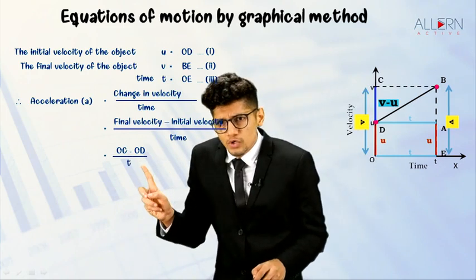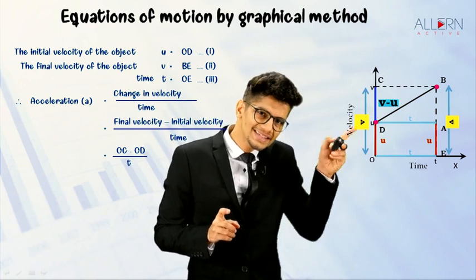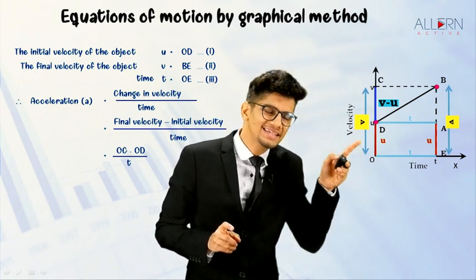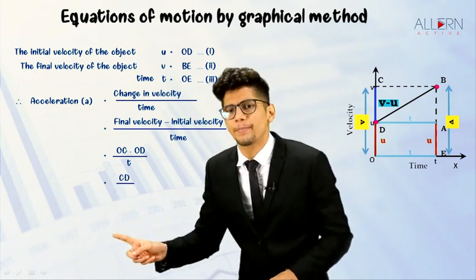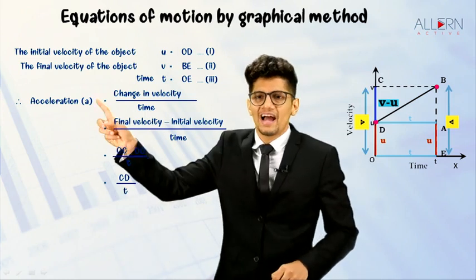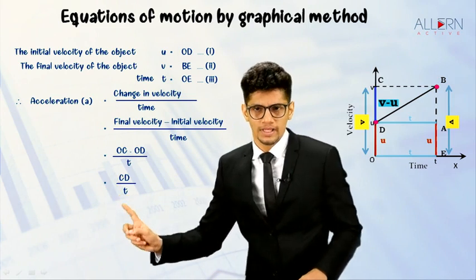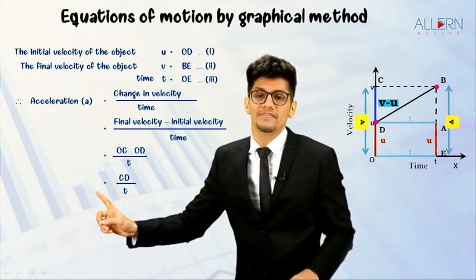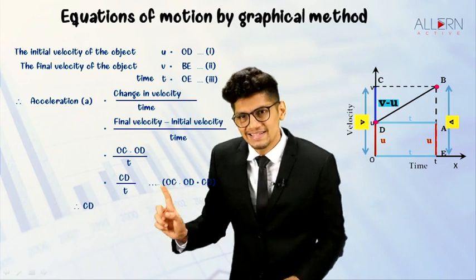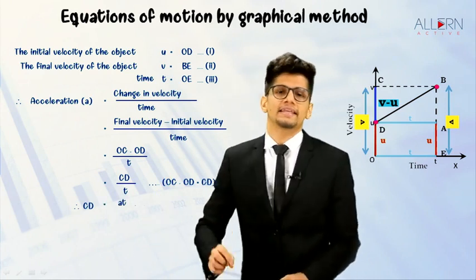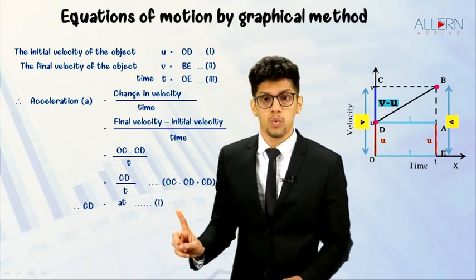Now what is OC minus OD? OC minus OD is nothing but CD, right? That means we have CD upon t. Now here we have a, that is acceleration. So we have a is equal to CD upon t. So if we shift t over here, we get at. That means CD is equal to at, right? So this is equation 4.